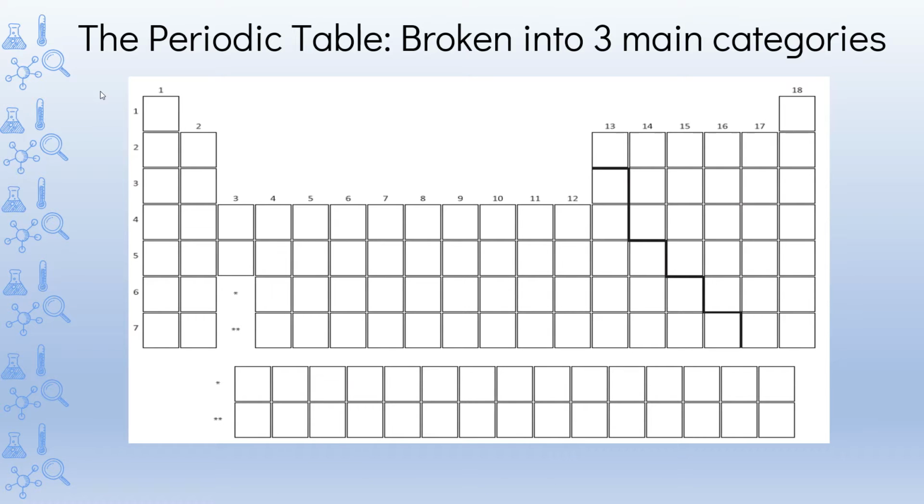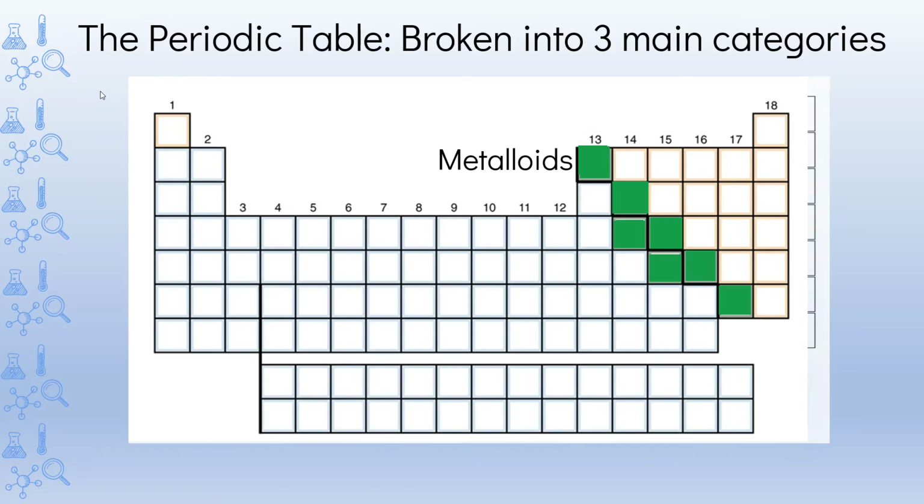All right, so first things first, the periodic table, which is awesome, is broken into 3 main categories. The first category is found here at the staircase, and it's called the metalloids. So say metalloids to yourself. Metalloids are found at that staircase, and the staircase is always drawn more shaded darker, so you can see which ones are the metalloids.